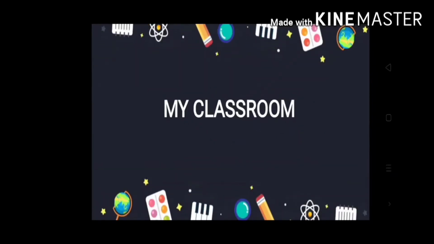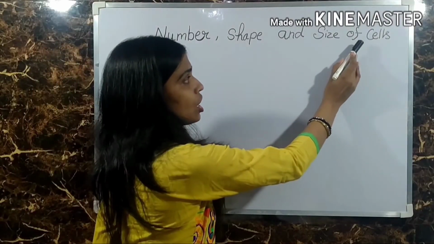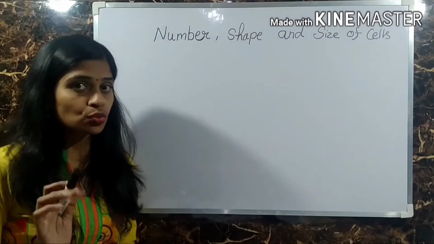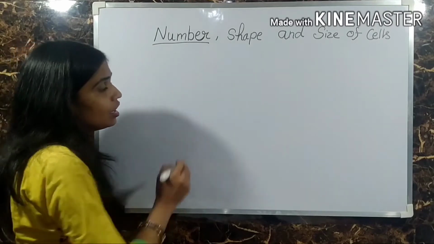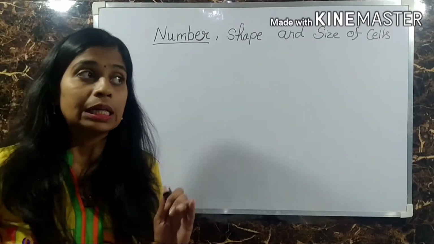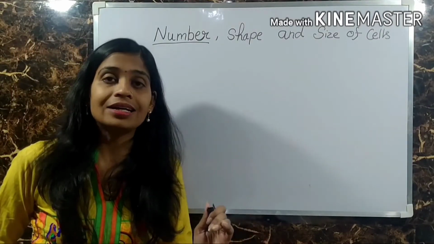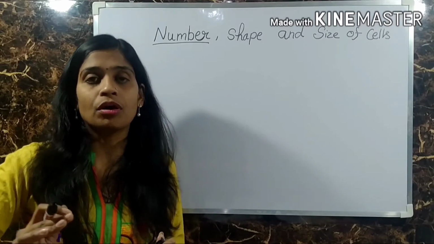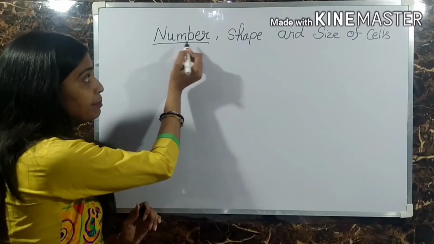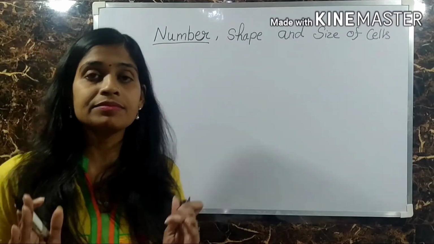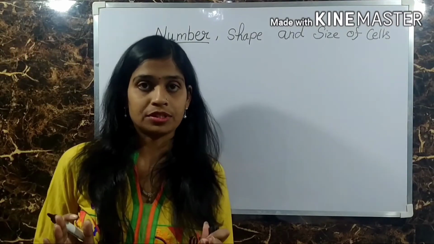Hello friends, welcome to my classroom, and we will continue with the number, shape and size of cells. At first you will learn about the number of cells. So dear children, the number of cells decides the type of organisms. On the basis of the number of cells, organisms are of two types.